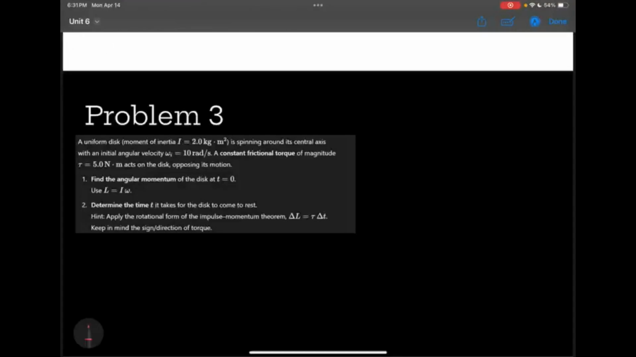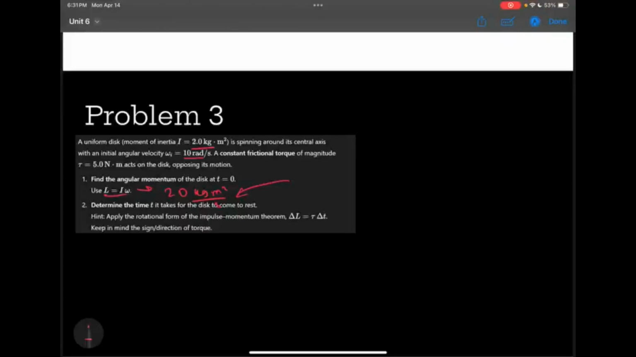This one shows a uniform disk spinning around its central axis with an angular velocity, and then we have a constant frictional torque. So find the angular momentum originally, right? Here we can just plug directly into the formula. So its original angular momentum is going to be 2 times 10. That's 20 kilograms times meters squared over second. It's some awkward units, but these are the units for angular momentum. So that's our initial angular momentum just by the formula.